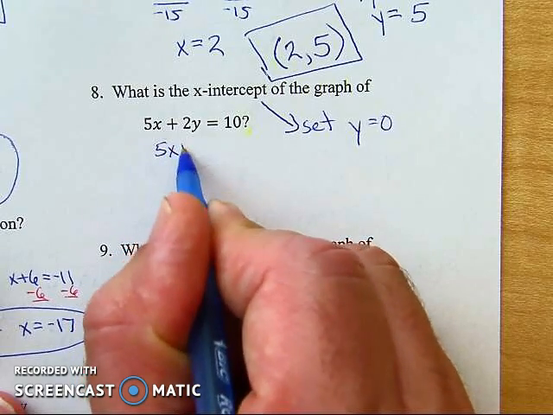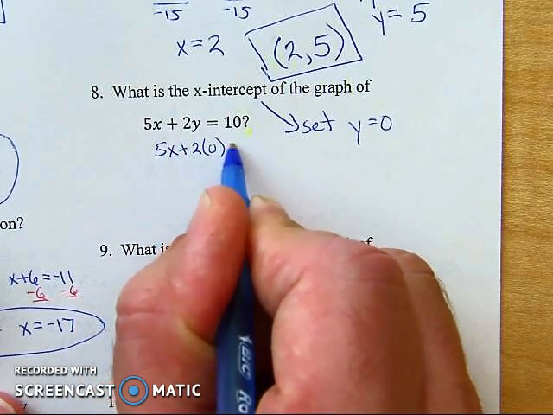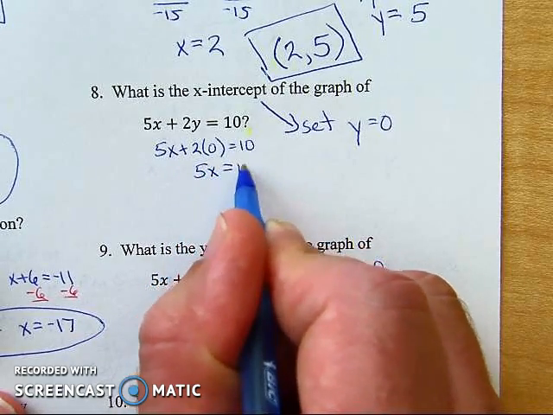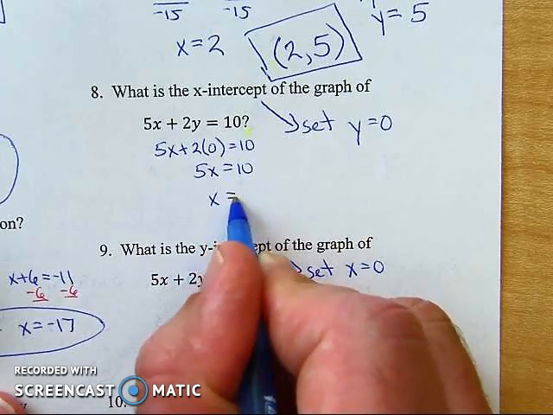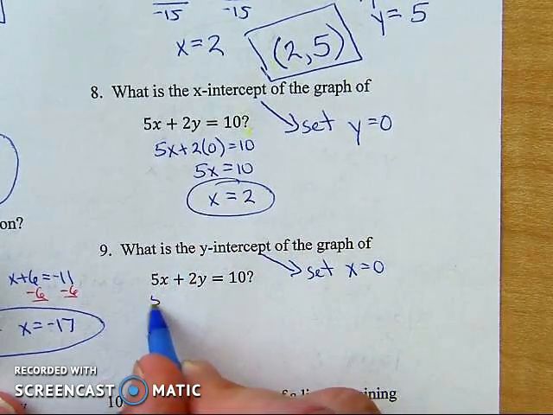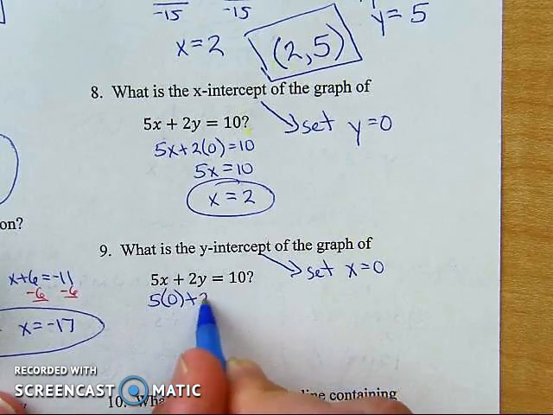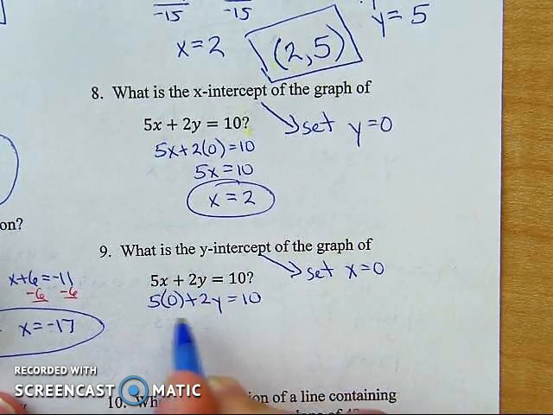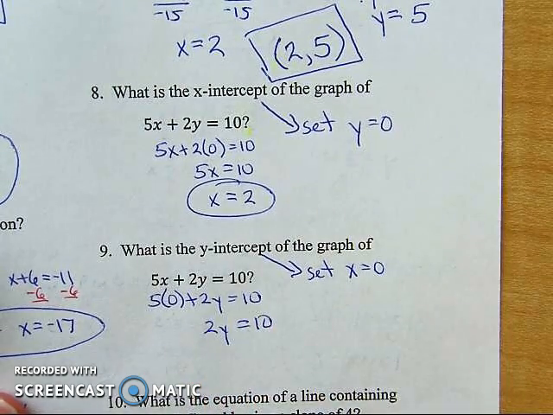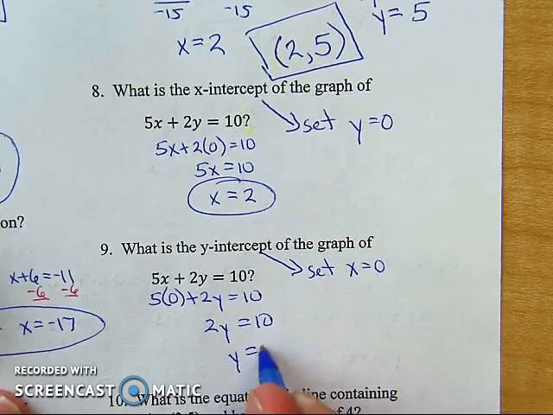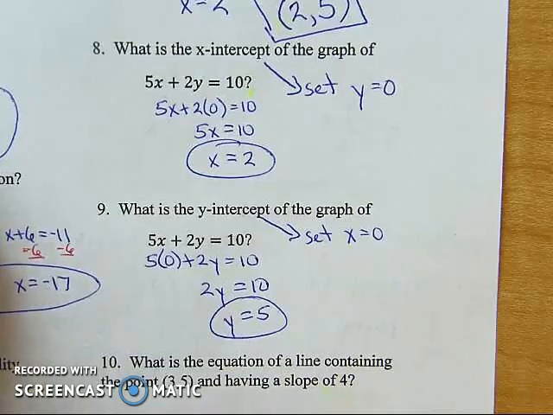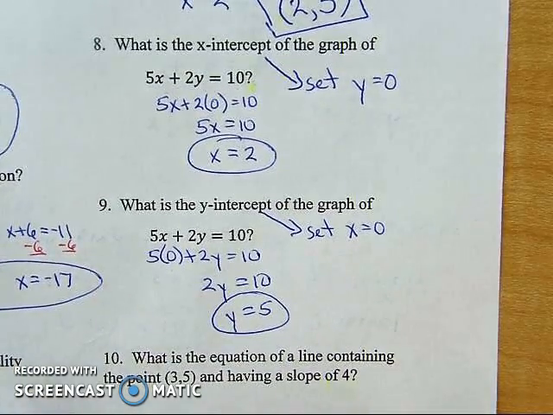So I'll say 5x plus 2 times 0 is equal to 10. So that's 0, so it becomes 5x is equal to 10, or x is equal to 2. Down here becomes 5 times 0 plus 2y is equal to 10, which is 2y is equal to 10, so y would be equal to 5. Move that up just a little bit so you can see the answer.